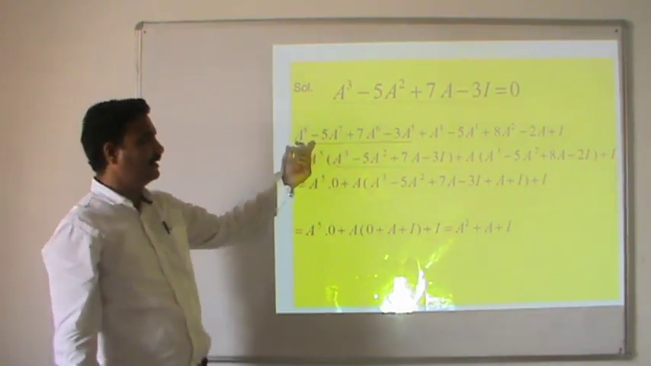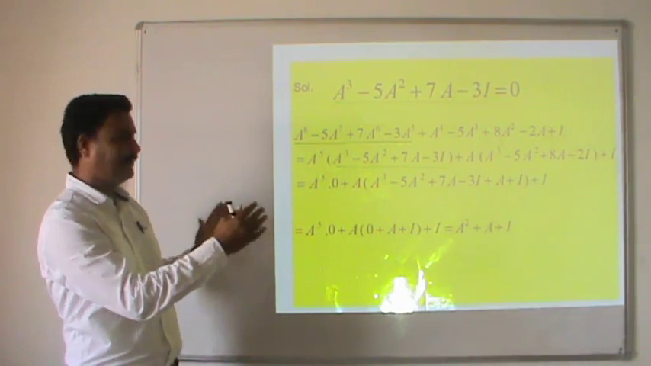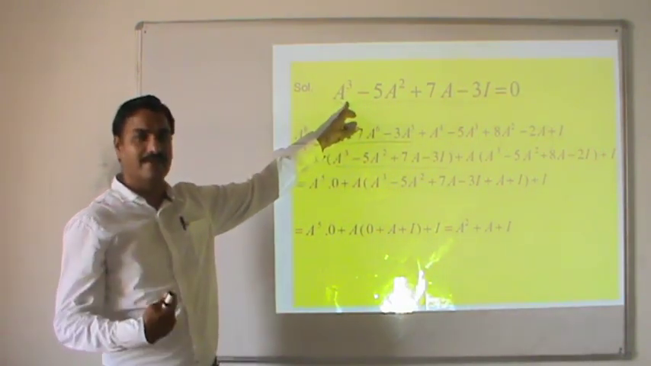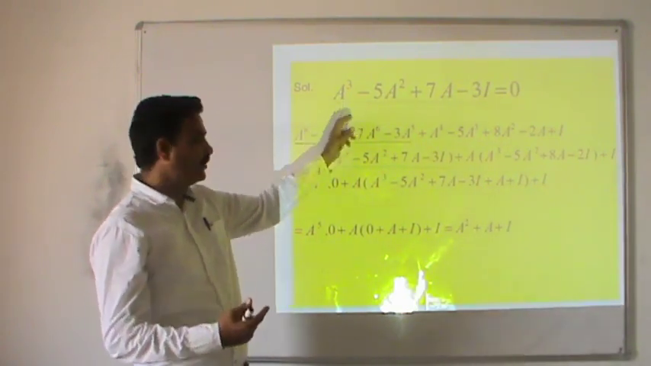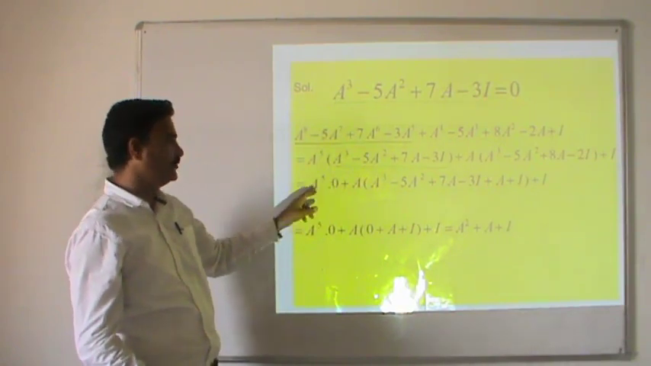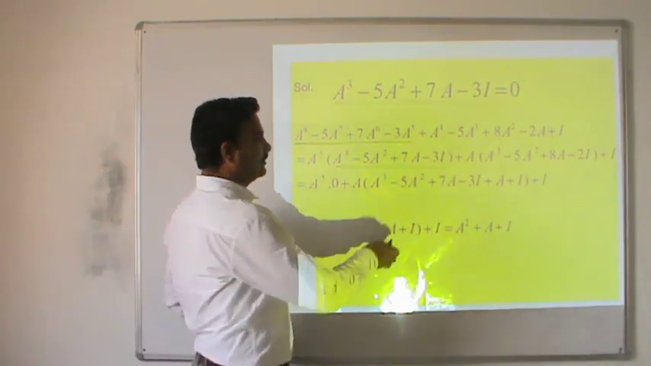So if we choose A to the power 5 from the first four terms, the remaining expression is equivalent to this, which, according to our assumption, is equal to 0. So we simply put 0 instead of this expression, and 0 into A to the 5 vanishes. Now we discuss the remaining terms.